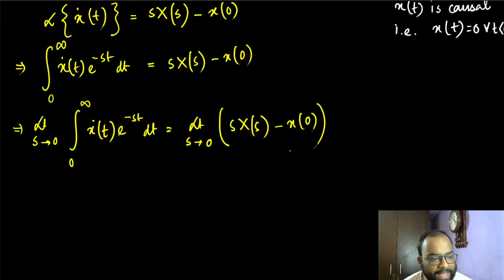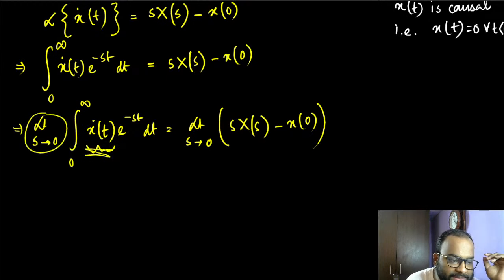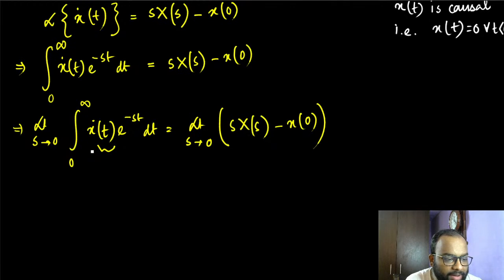Now, if s is tending to 0, you see this part is entirely irrespective of s. It is devoid of s and does not have any dependency on s. So this limit will not affect this signal in any way, shape, or form. This limit will only affect this thing, since that's a function of s only.